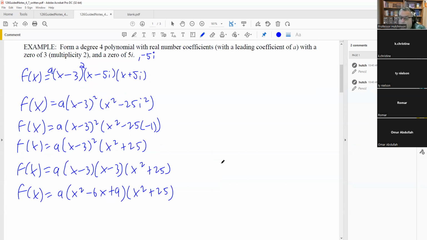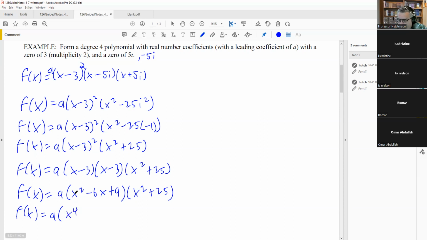So we're almost done now. We just need to multiply these two things together. The a, I'm just going to leave that on the outside, out in front. But this other thing, I'm going to multiply. So I have an a, and then let's multiply this. Basically, you're going to take x squared times these two things, the negative 6x times these two things, and then the 9 times these two things. So let's do x squared times those two things first.